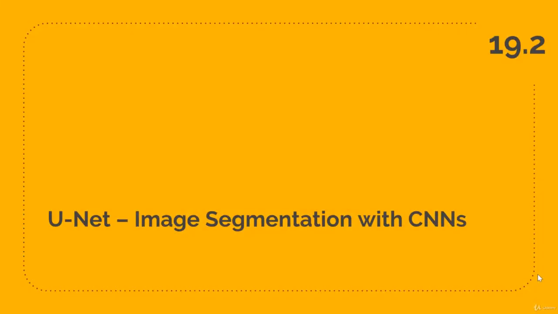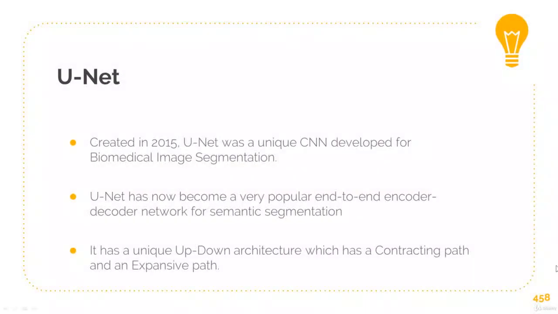Okay, so let's talk about UNet. UNet is a CNN that can actually do image segmentation. So let's see how it works. UNet was created in 2015, and it basically was a CNN specifically developed for the biomedical image segmentation task, which is what we're going to use it for in our project at the end of this chapter. UNet has now become very popular for end-to-end encoder-decoder type networks for semantic segmentation, and it has a very unique architecture. It's called an up-down architecture, which has a contracting part and an expansive part.